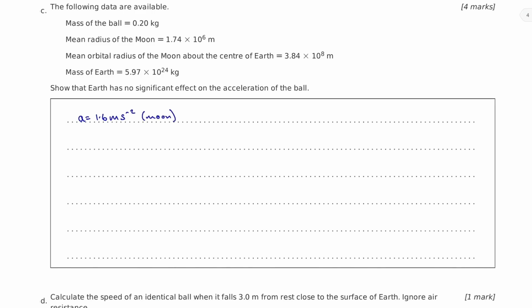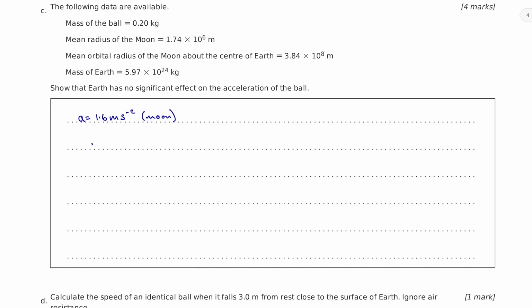Okay. The following data are available: the mass of the ball, the mean radius of the moon, the mean orbital radius of the moon about the centre of the Earth, and the mass of the Earth. So we've got all those things available to us. Show that the Earth has no significant effect on the acceleration of the ball.